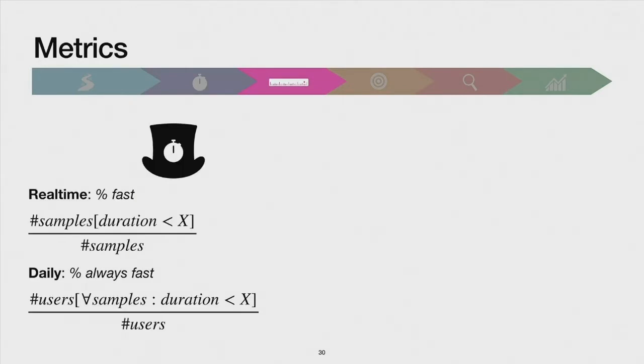What we settled with, at least in most cases, is what we call percent fast. It's defined as the number of samples for which the duration is lower than some predetermined threshold, such as 200 milliseconds, divided by all the samples. This is our real-time metric that gives us a very fast signal. Our research has shown that a single slow interaction can ruin the experience for the user. This is why we also look at a user-based metric that is aggregated daily. This is defined as the number of users for which all samples are below that threshold, divided by all users.